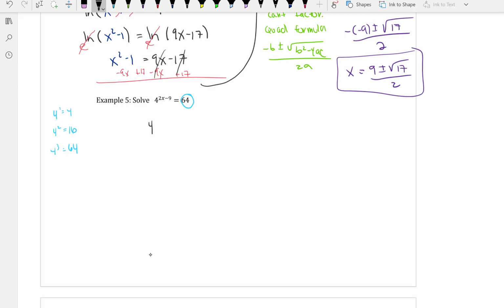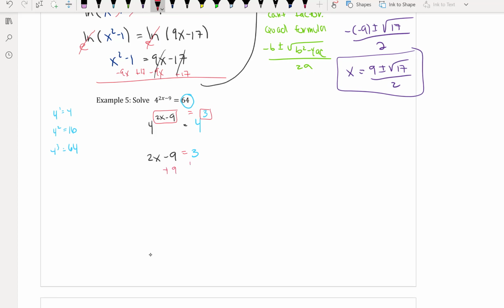So I can rewrite that 64 as 4 to the 3rd power. So I have 4 to the 2x minus 9 is equal to 4 to the 3rd power. 64 is the same as 4 times 4 times 4, which is 64. So now that I have the same base, the exponents would have to be the same. So I'm going to set the exponents equal to each other. So I can have 2x minus 9 is going to be equal to my positive 3.